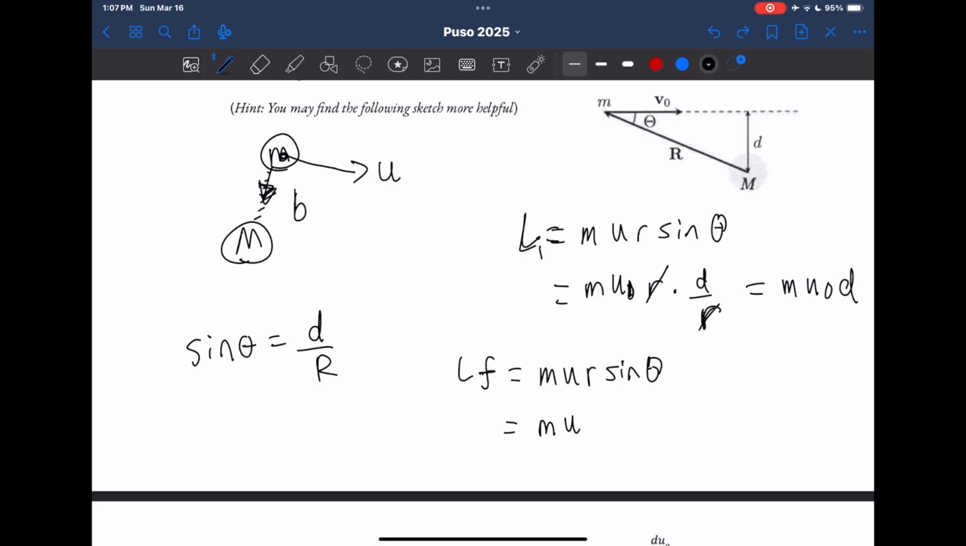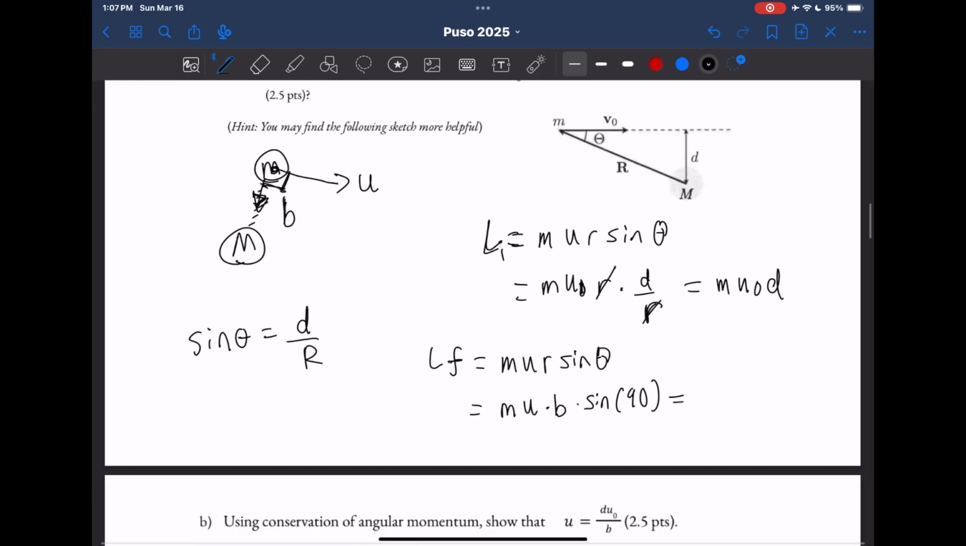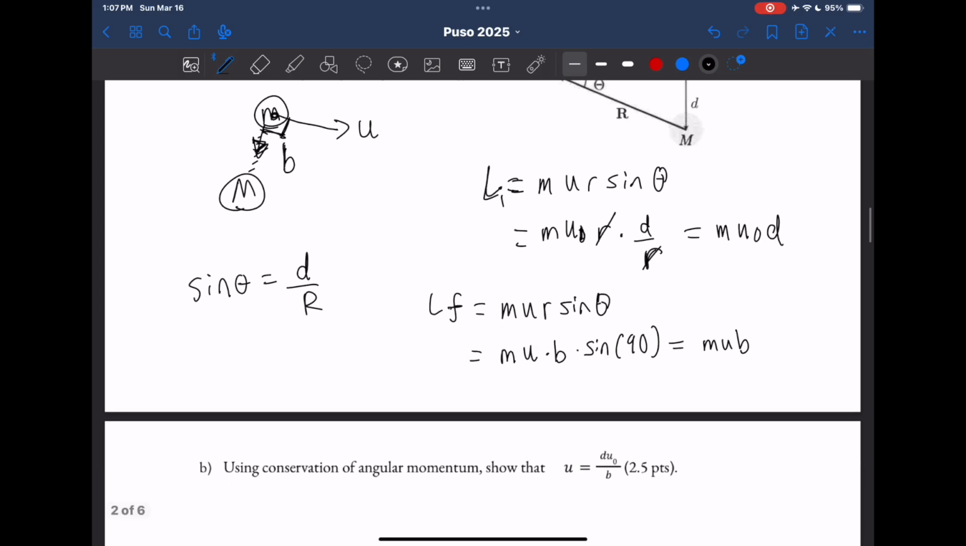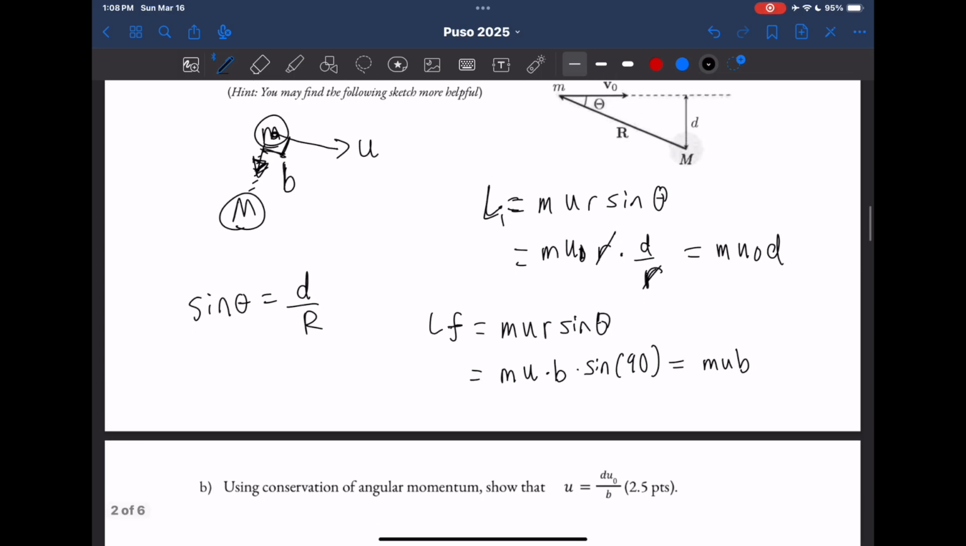Well, the angle right here between these two is actually a right angle. It's 90 degrees. That's the angle between our velocity and our radial vector outwards. So because the angle is 90 degrees, we can write this as b for the distance away. This is our r. So we can write this as b times sine of 90 degrees. And the sine of 90 degrees we know is 1, so we can just write this as mub. And that's our expression for the final angular momentum.